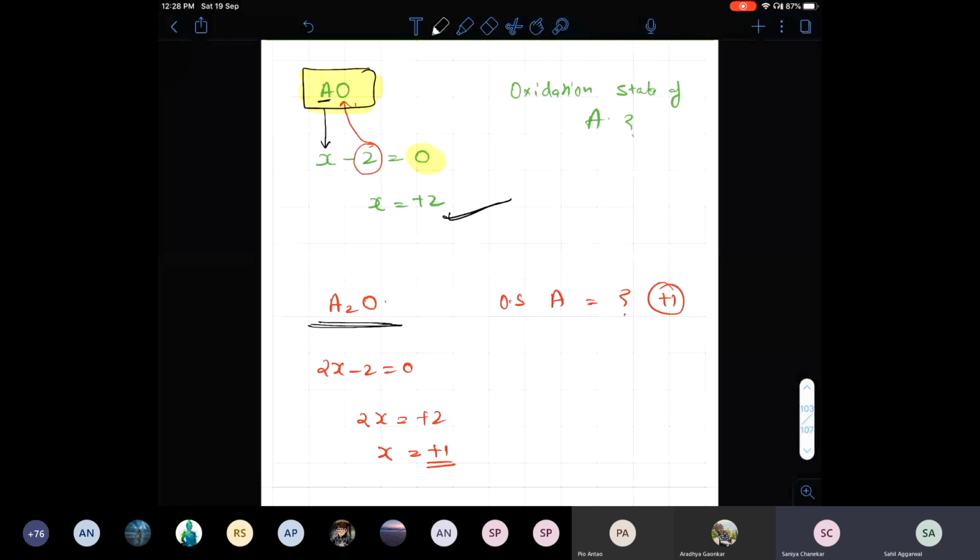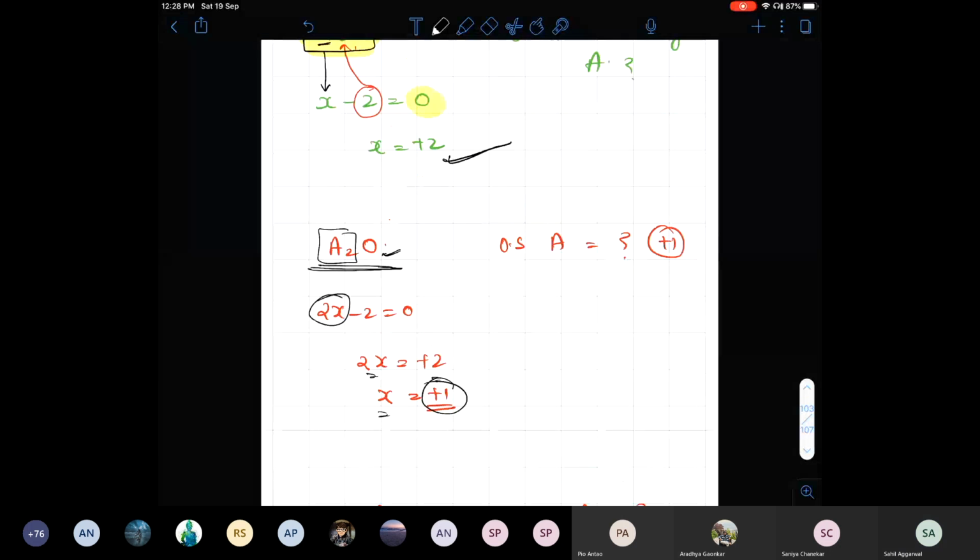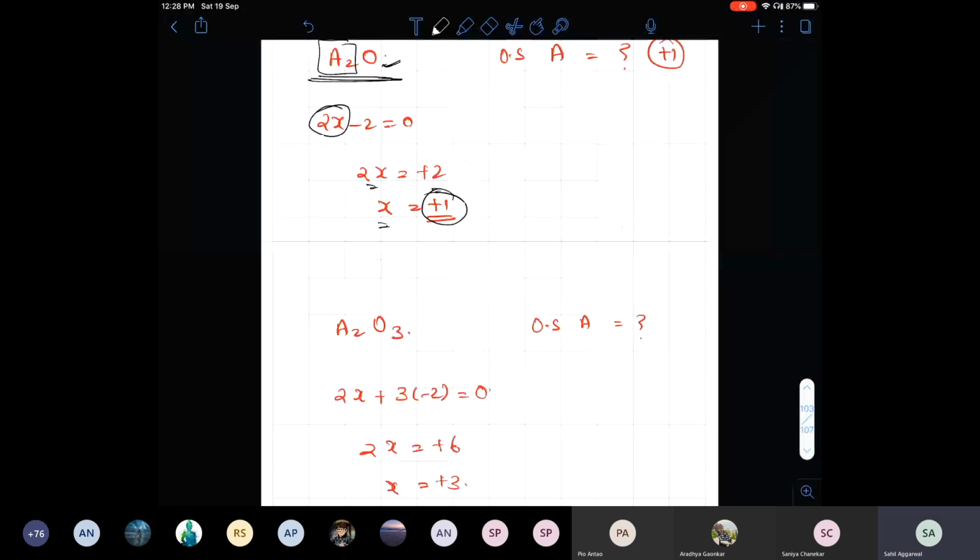Okay. For this one, again we want to calculate for A, but we have 2 times A. So I have taken 2x. And the charge on oxygen is the same, that is -2. So 2x minus 2 equal to 0, 2x equal to +2, x equal to +1. Any doubt in this? Any problem to anyone in this? No, sir. Sania, you understood this problem also?